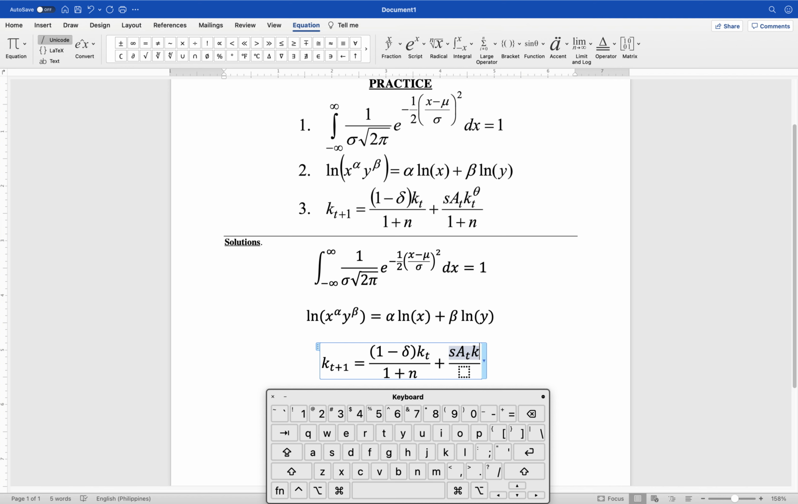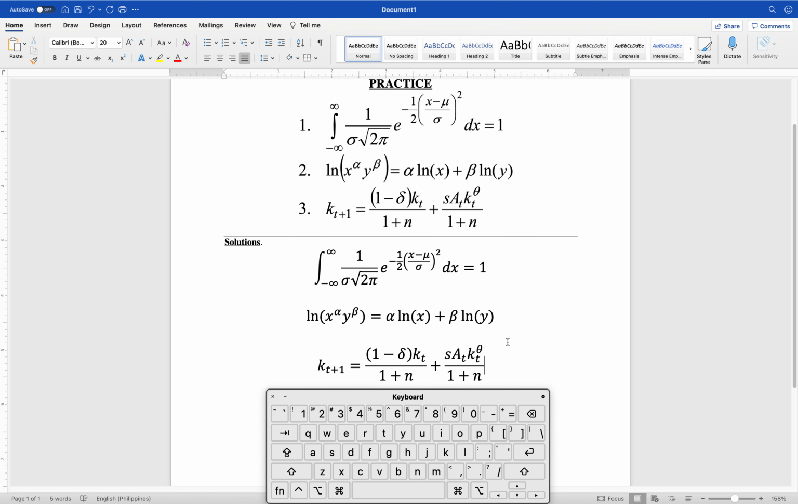Now notice this, we have an exponent which is theta, and a subscript which is t. So we need to put subscript t raised to backslash theta. And then click space, and then it will become like that. Double space, I think. Then 1 plus n. And yeah, that's our practice for the day.